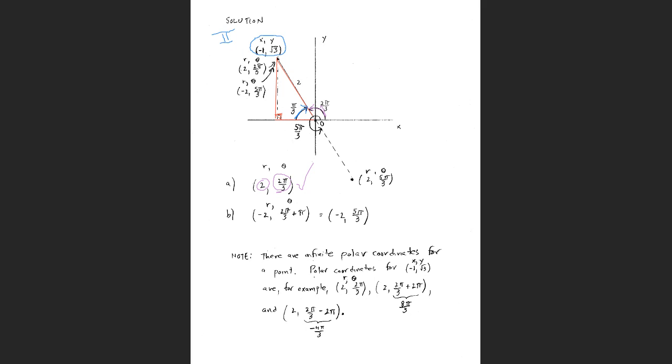Well, now we'll look at part B. Part B, we want to find a polar coordinate that's going to get us this coordinate here, right? But we want the radius to be negative. The angle that I'm going to need is 5 pi over 3. Well, pi over 3 is 60 degrees, so that's 300 degrees.